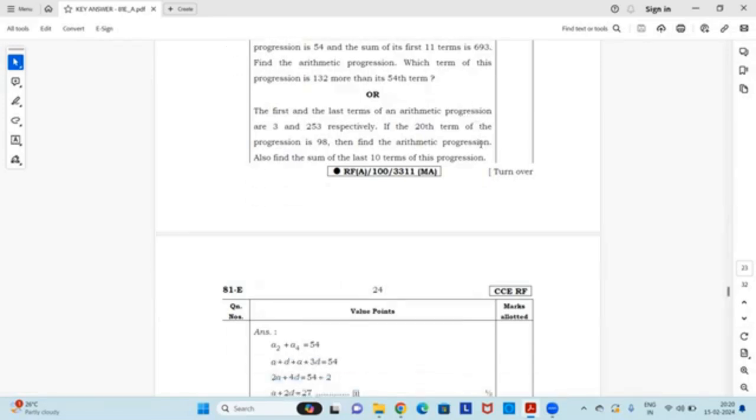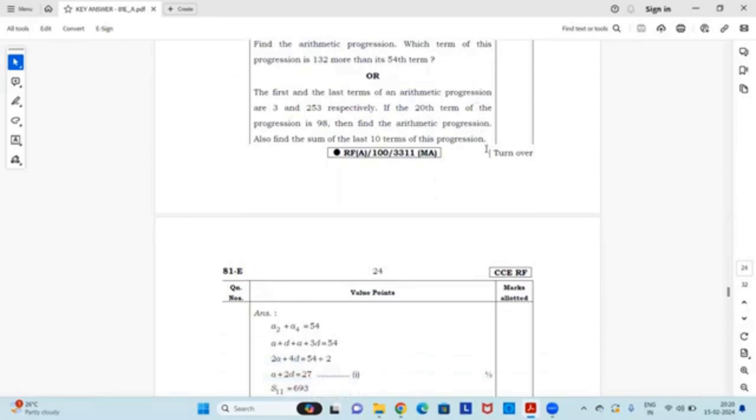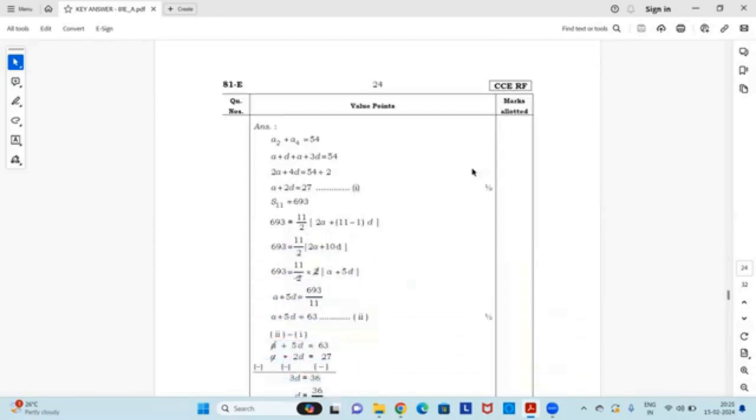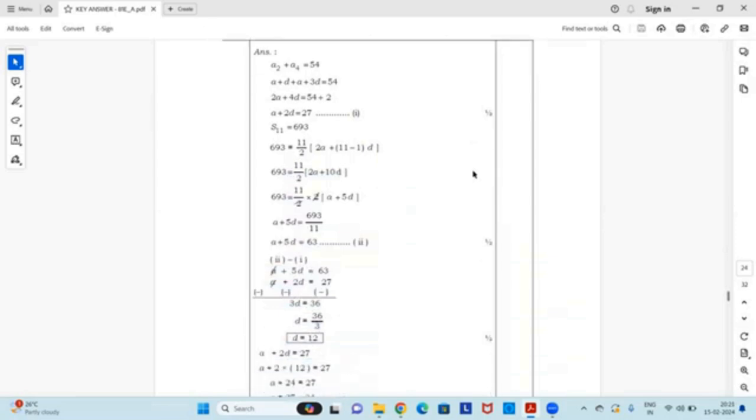Or, the first and the last terms of an arithmetic progression are 3 and 253, respectively. If the 20th term of the progression is 98, then find the arithmetic progression. Also find the sum of the last 10 terms of this progression. Okay. So here is the answer for the first question.